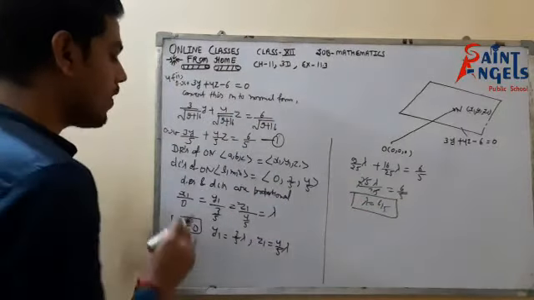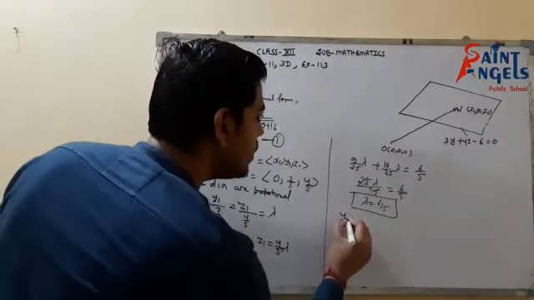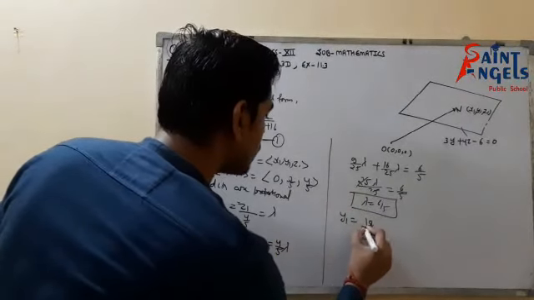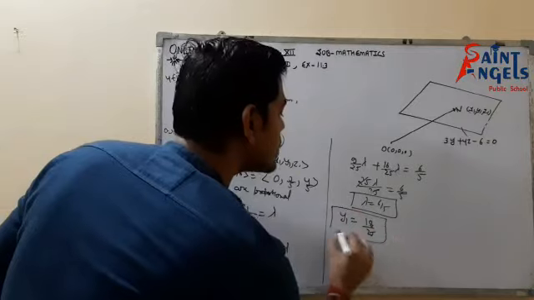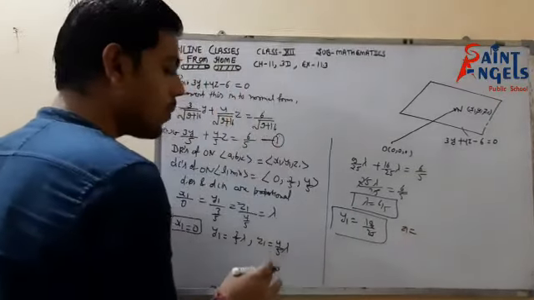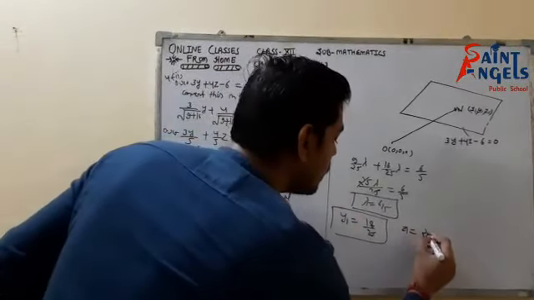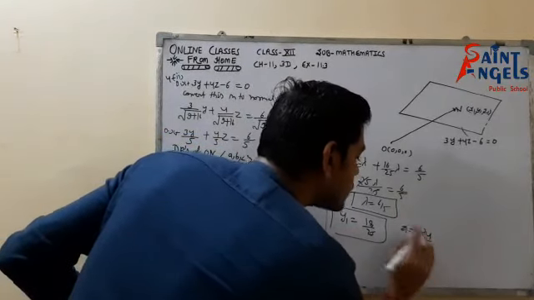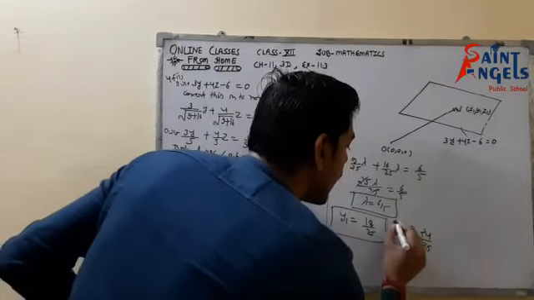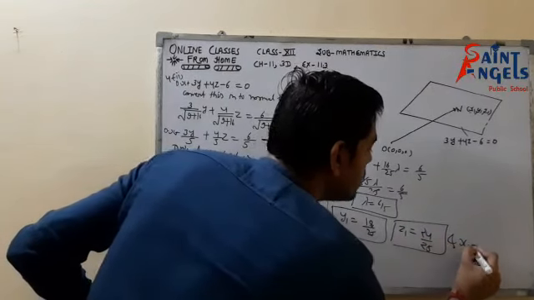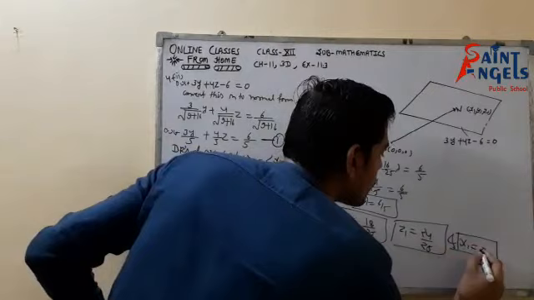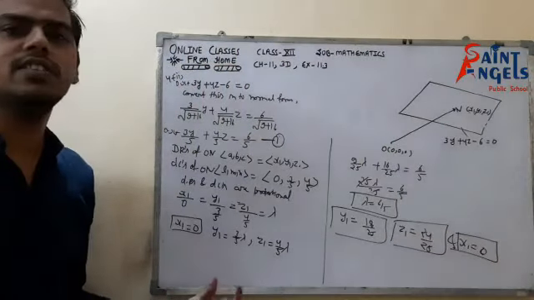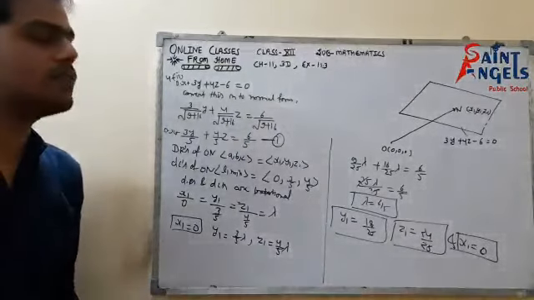So y1 would be 3 upon 5 lambda, so 3 into 6, 18 upon 25. z1 is 4 upon 5 lambda, so 4 into 6, 24 upon 25. This is the coordinate of z1, and x1 is 0. Okay, so these are the coordinates of the foot of the perpendicular from the origin to the given plane. Okay students, I hope it's clear. Very easy steps and very easy question. So please pause the video and note it down.